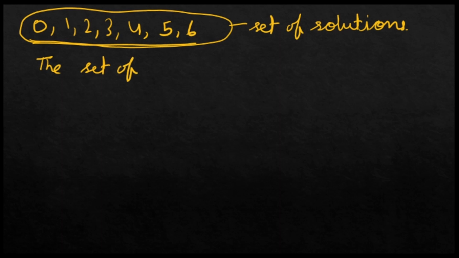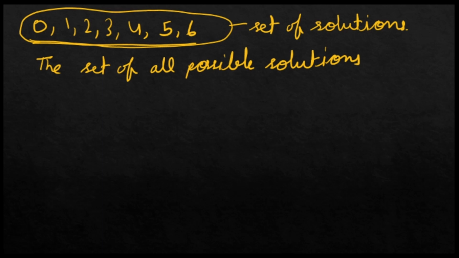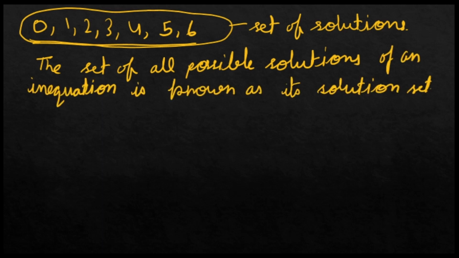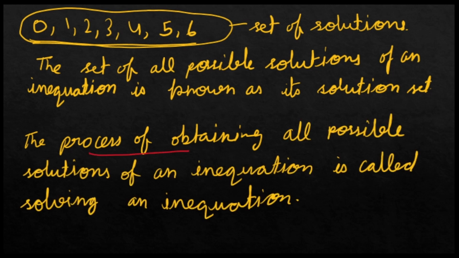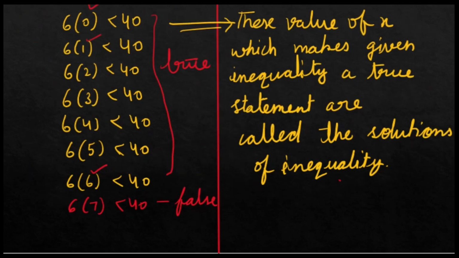The set of all possible solutions of an inequation is known as its solution set. And the process of obtaining all possible solutions of an inequation is called solving an inequation. The process meant here is what we just did in the case of this algebraic expression. This whole process of getting values of x to make the statement true is known as solving an inequation. That's what we were doing here. We were solving the inequation here.